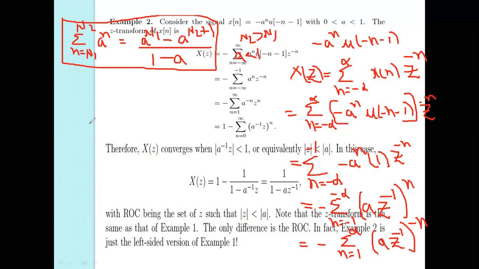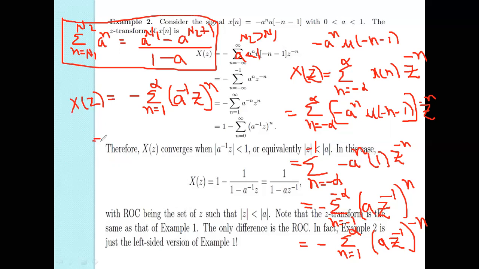It is a^n only, the positive value. So I'm changing this: x of z is equal to minus the sum from n = 1 to infinity, taking the minus inside, of a^(-1) z raised to the power n. Minus into minus is a plus, and it is positive. Now it looks like the sum from n1 to n2 of a^n.